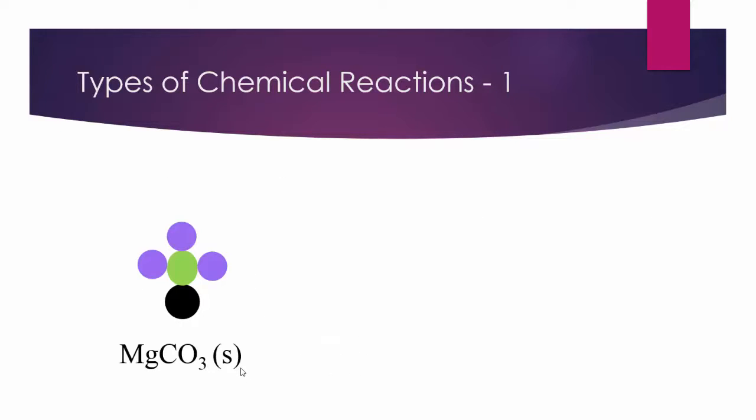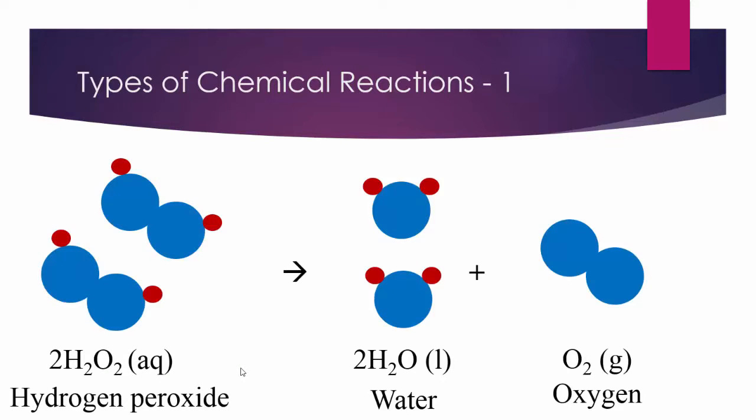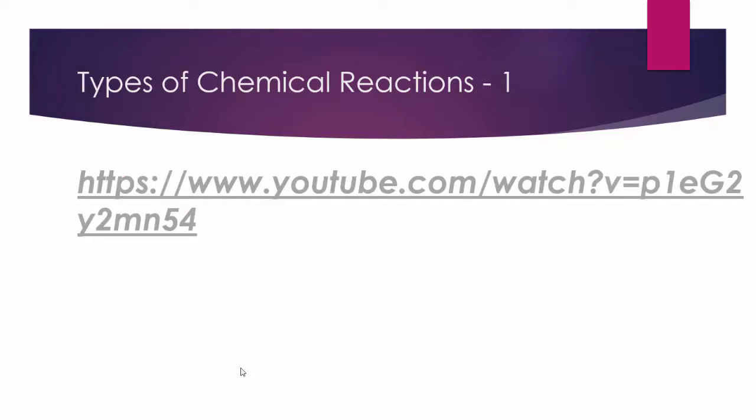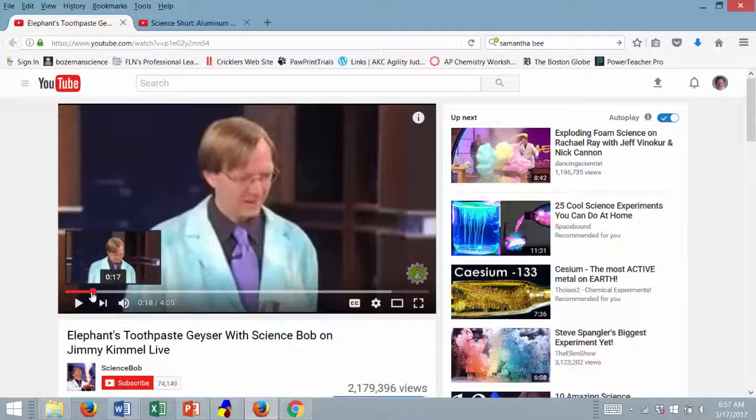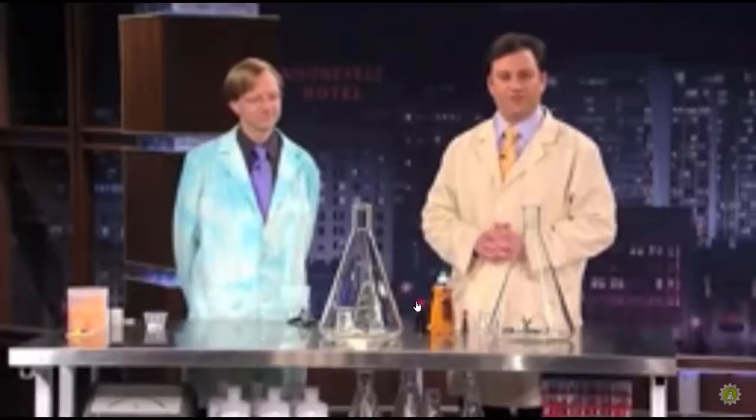For example, if you heat up solid magnesium carbonate, it will break down to form magnesium oxide and carbon dioxide. Hydrogen peroxide will break down to form water and oxygen. And you've seen this with the puking pumpkin demonstration, but just to ensure that you remember what it looks like, we have this video.